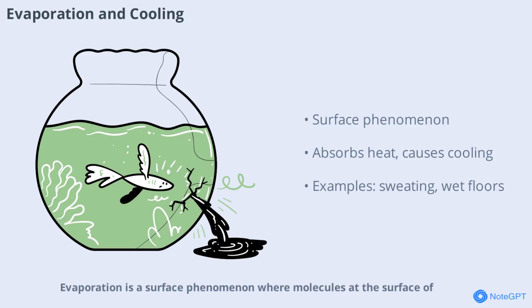Evaporation is a surface phenomenon where molecules at the surface of a liquid gain enough energy to escape into the air as vapor. This process absorbs heat from the surroundings, causing cooling. That's why we feel cool when sweat evaporates from our skin or when water is sprinkled on floors in summer.